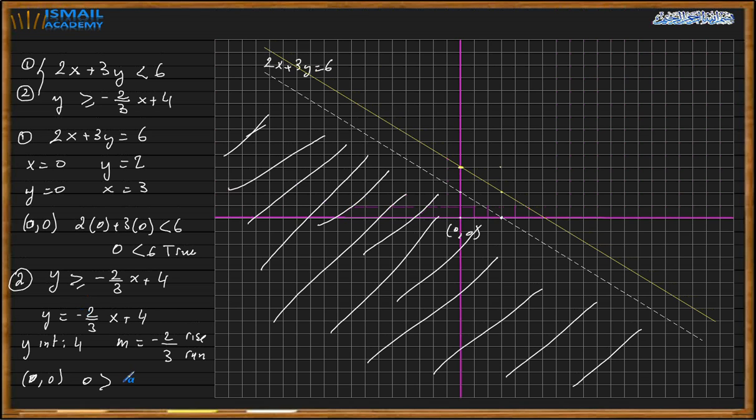Using 0, minus 2. So which means that 0 is greater than 4. This is false. So the area is above the line. So as you see, the system has no solution. So we need to state there is no solution.